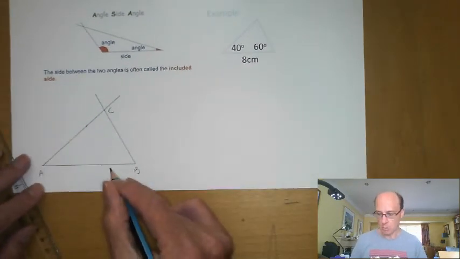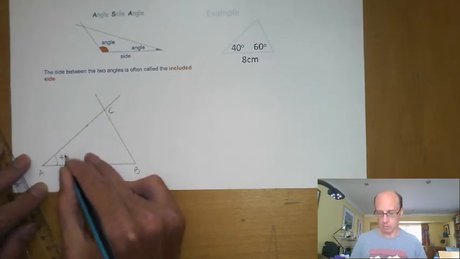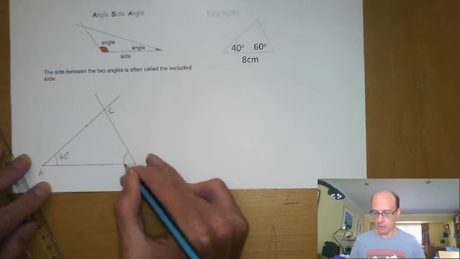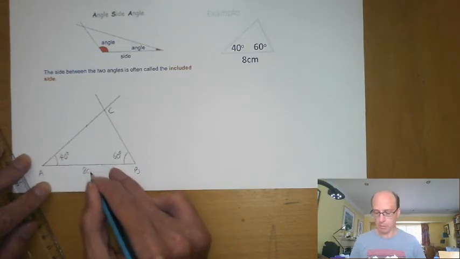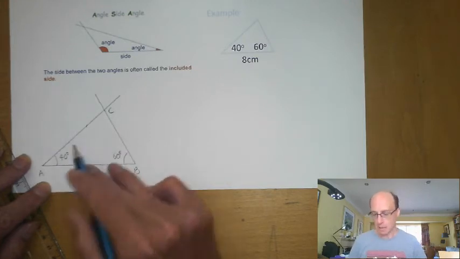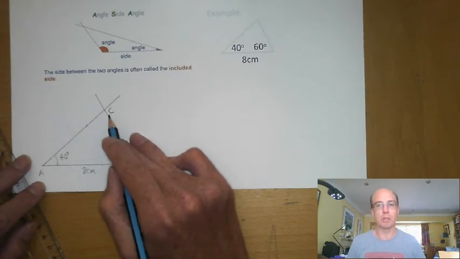Where these lines cross, where they intersect, that's going to be the top of my triangle, C. So we have got an angle of 40 degrees, we've got an angle of 60 degrees, and we've got a base length of 8 centimeters. Where those two lines intersect, I've got my third point C.